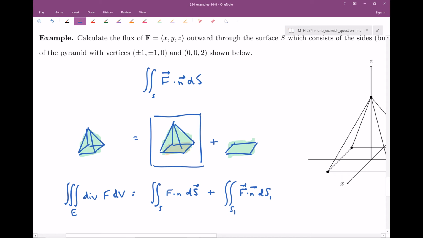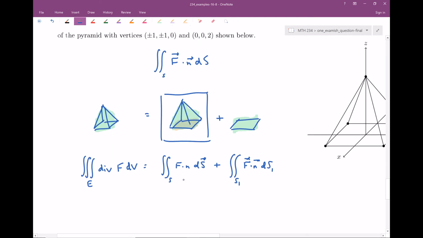So again, the idea here is, instead of calculating 4 surface integrals, I'm going to calculate 1 triple integral and 1 surface integral. Then I can subtract these. If this is what I'm interested in finding, I can subtract this surface integral from my triple integral, and that should give me the result. So this is a clever application of the divergence theorem. So let's go ahead and get started here.